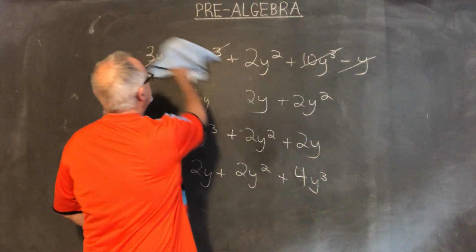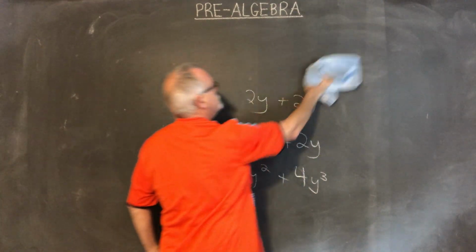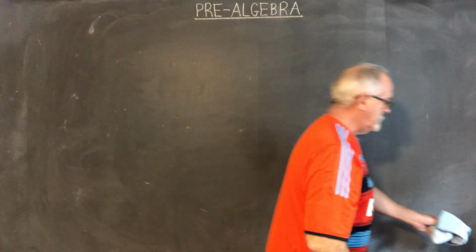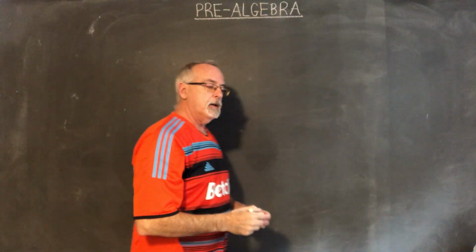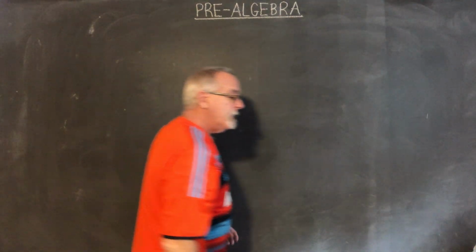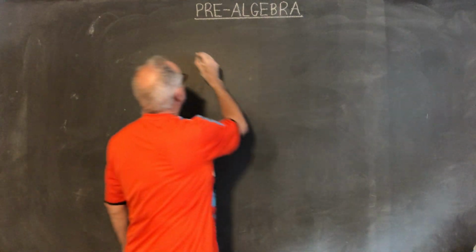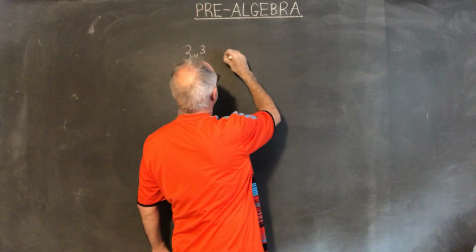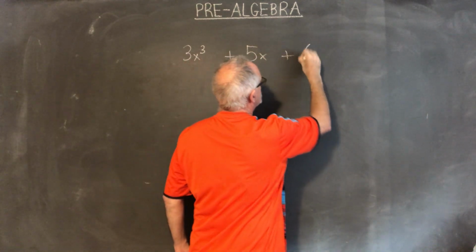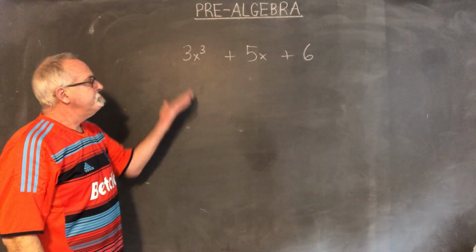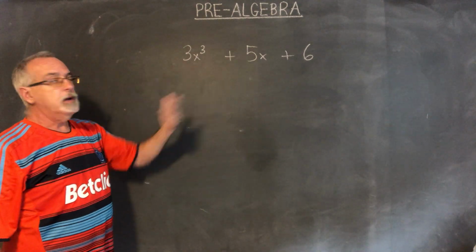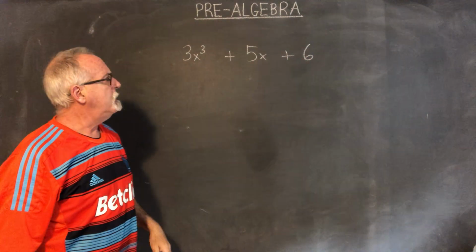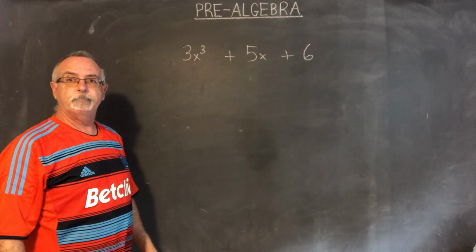Let's do another one. Time for a trick question. Of course, the worst thing you can do when you want to ask someone a trick question is to tell them ahead of time that it's going to be a trick question, but I'm doing that. I have 3x cubed plus 5x plus 6. Can't simplify it. There are no like terms. This has x cubed, this just has x, and this doesn't have a variable at all. It's a constant term, so trick question.